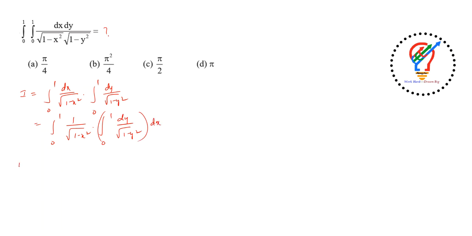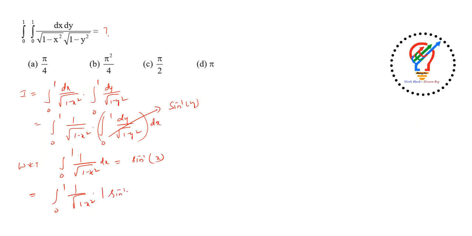So we know that the integration from 0 to 1 of 1 by square root of 1 minus x square into dx will be equal to sine inverse of x. Based on this formula, I will take this entire part as sine inverse of y. So the integration from 0 to 1, I'll write as it is, 1 by square root of 1 minus x square, and I'll change this part here. This entire part is equal to sine inverse of y, and the integration starts from 0 to 1 into dx.